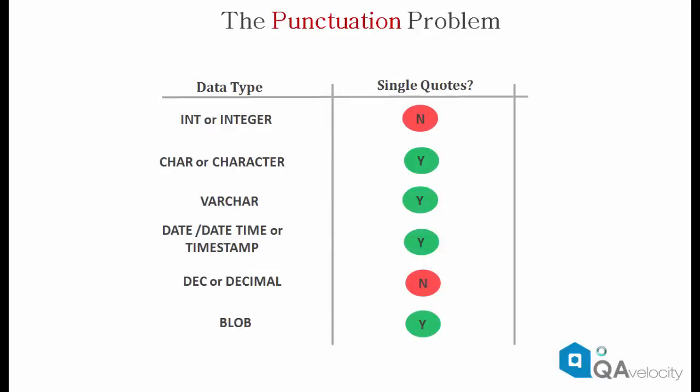To write a valid where clause, you need to make sure that each of the data types you use is in proper format. Here's the list of data types which accept or don't accept single quotes. So integer and decimal values should not be in single quotes. Rest of the others, character, varchar, datetime and blob should be in single quotes.